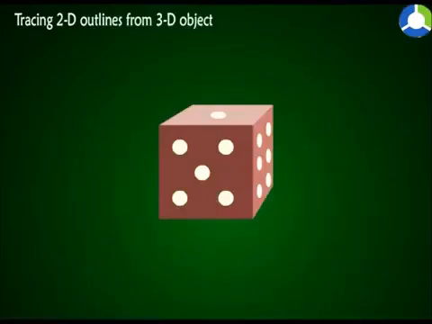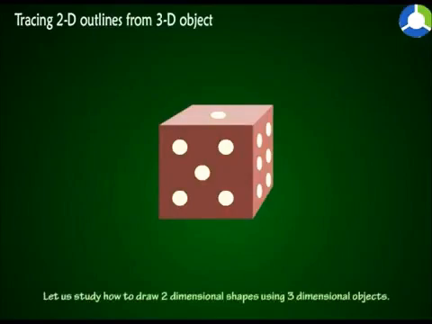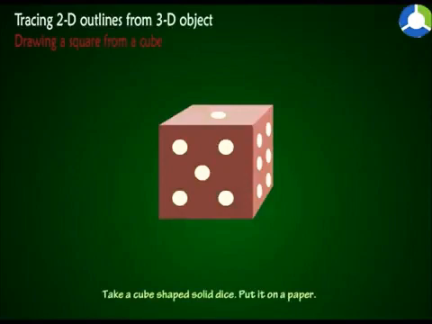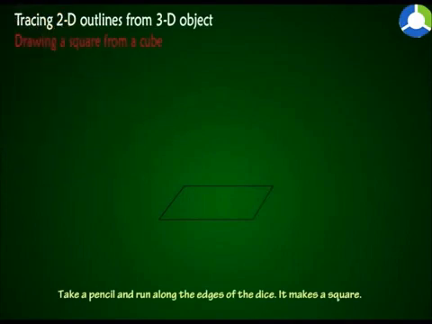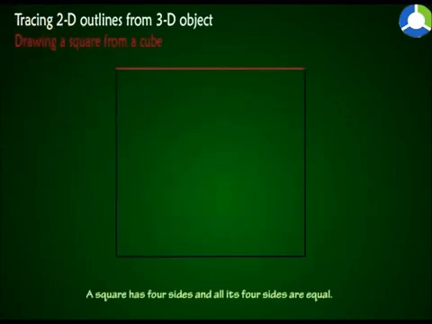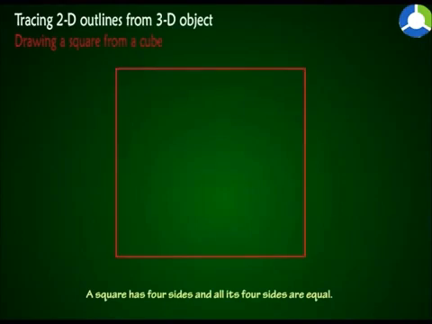Tracing two-dimensional outlines from three-dimensional objects. Let us study how to draw two-dimensional shapes using three-dimensional objects. Drawing a square from a cube. Take a cube-shaped solid dice. Put it on a paper. Take a pencil and run along the edges of the dice. It makes a square. A square has four sides, and all its four sides are equal.